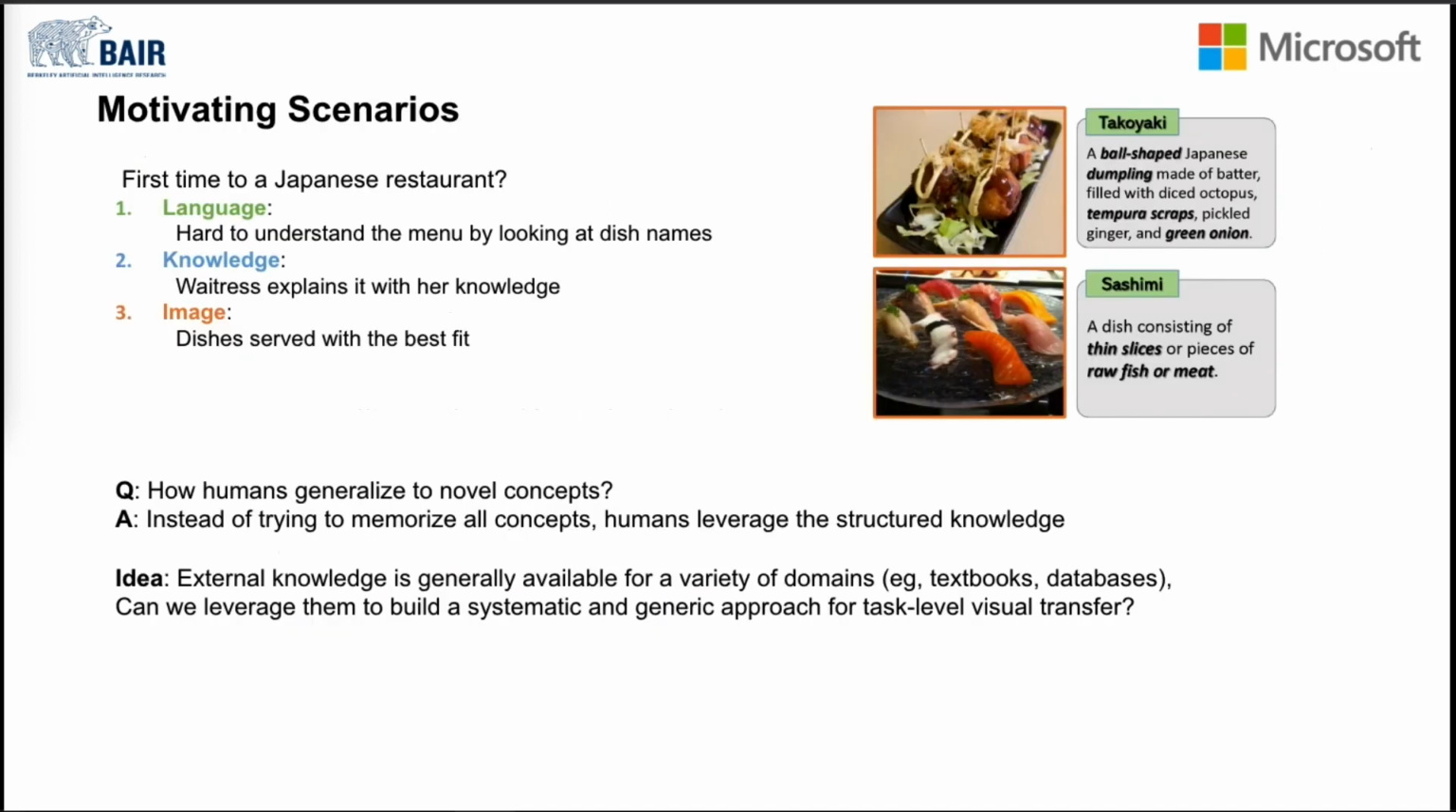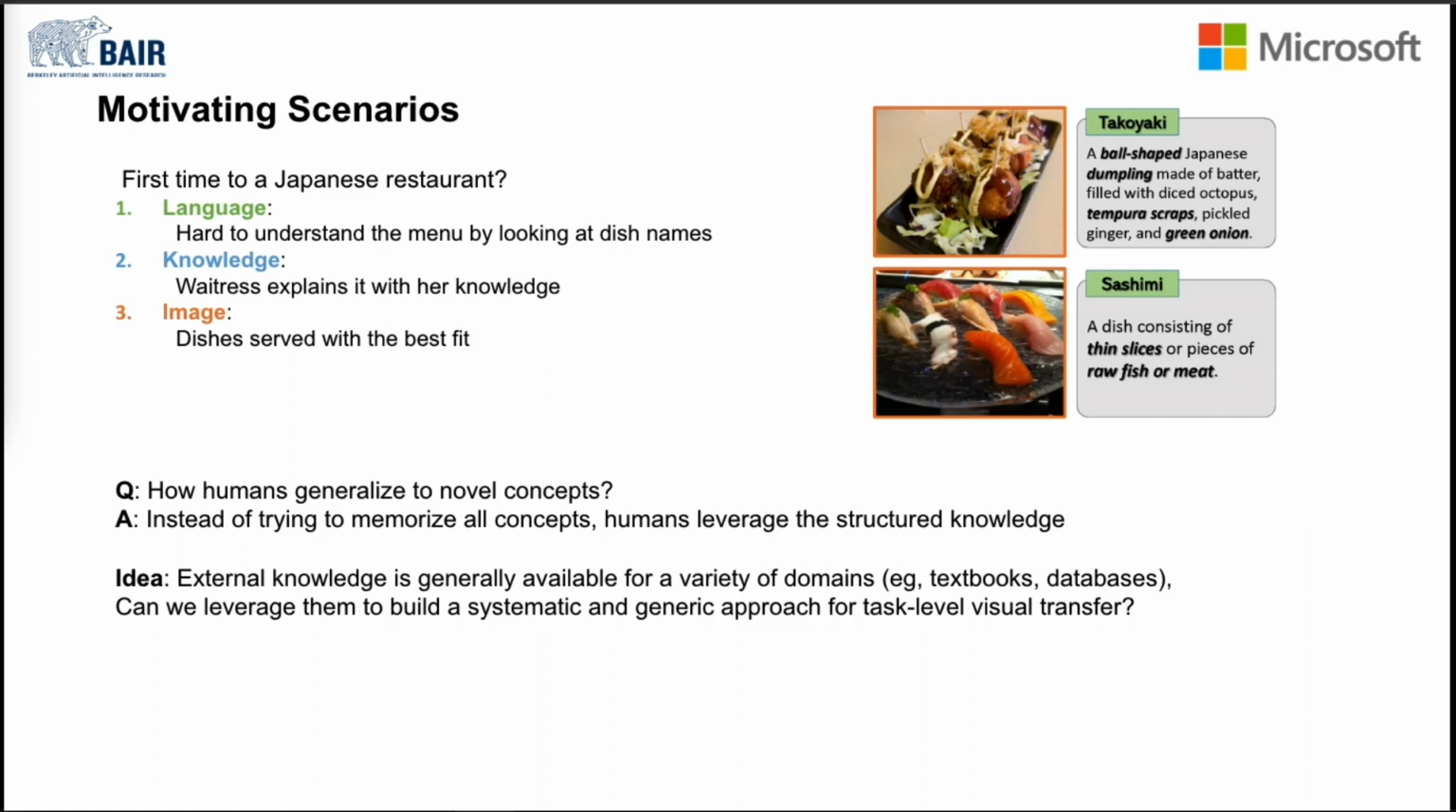I will start with a motivating example. Leveraging external knowledge is a common approach that human beings use to make visual recognition decisions in daily life. Imagine the first time we are in a Japanese restaurant. We are offered a menu with dish names only. It is very hard for us to understand what they are, not to mention recall their visual appearance. After the waitress explains the concept using her knowledge, we may immediately have a better idea of the dish and therefore order the correct dish we imagine.